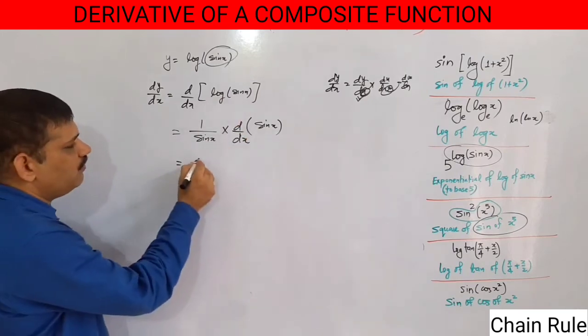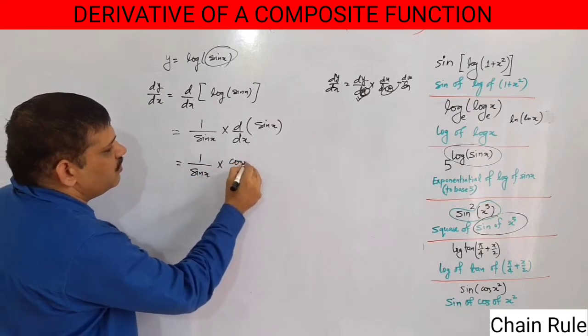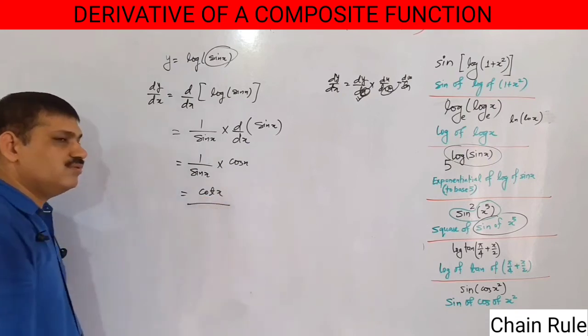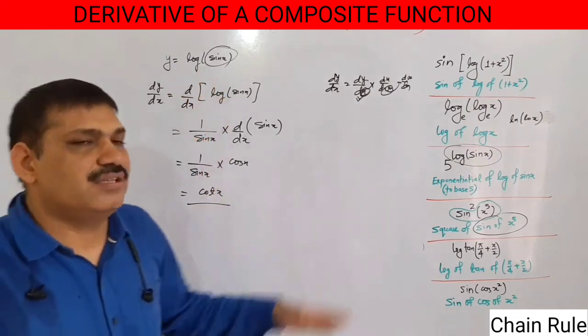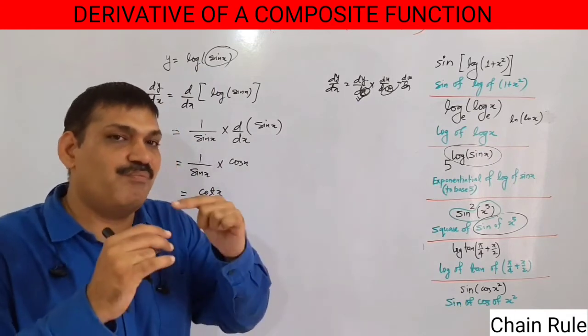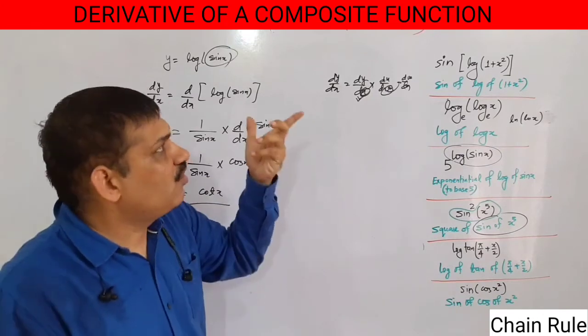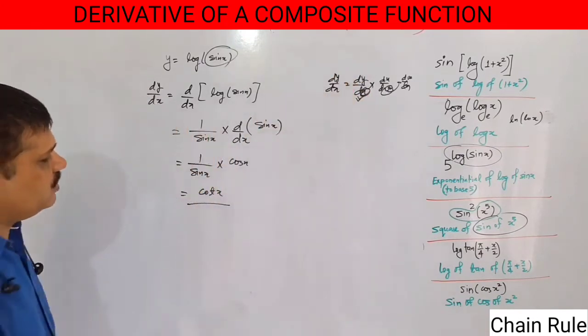So log of variable, the derivative is 1 upon variable into the derivative of the variable. Now the derivative of sin x is simply cos x, so it gives cos x upon sin x, which is cot x. So we will practice in this way and we will do all the questions in this manner. That was for better understanding of a composition of a function and the derivative of a function, that is chain rule. Now we will apply the chain rule directly.